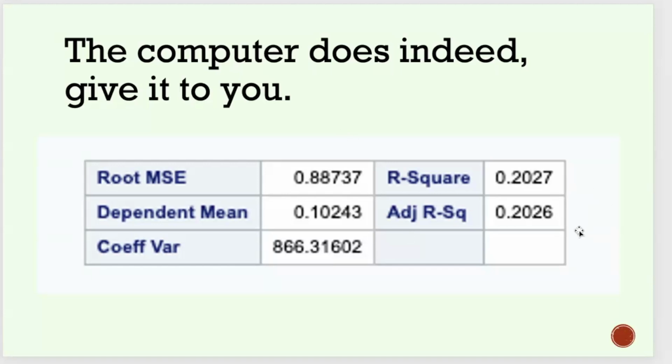There is how you get the B coefficients, the beta coefficients, the F value, all of that when you run a multiple regression in something like SAS. So there you go.